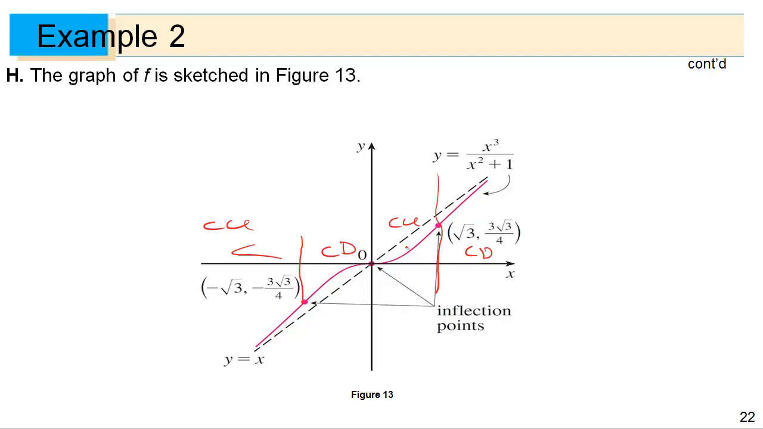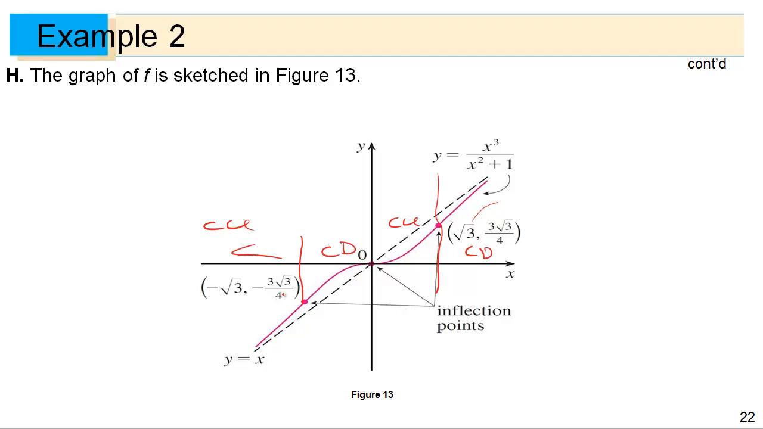But because you have that slant asymptote, you know this thing is increasing, but it's also leveling off, right? So that's why it has this bend to it. You can't really see it, but it is leveling off. And then same thing here, it's decreasing, but it's leveling off. So that's why it's concave up.